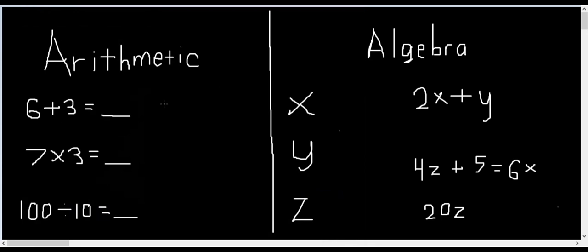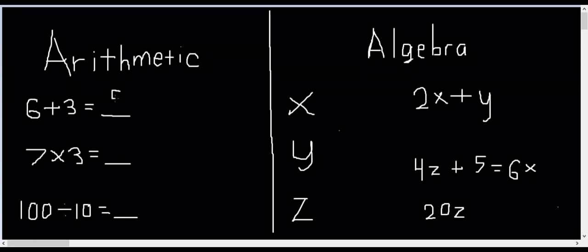Back when we're studying arithmetic, we see fixed numbers. For instance, 6 plus 3, 7 times 3, and 1 divided by 10. And we find what is the value of them. In this case, 9, 21, and 10.